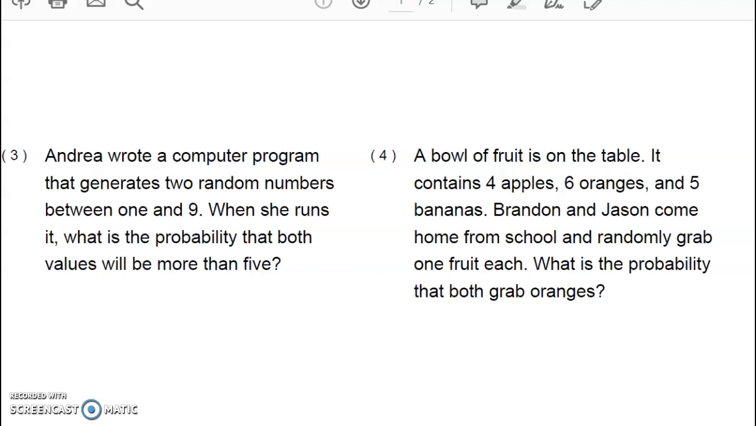The number of oranges left depends on Brandon getting there first. So because these are dependent events, the first probability is that there are 6 out of 15 fruits. The next probability is 5 out of 14 fruits. So we'd have to multiply those two probabilities to find the compound probability.